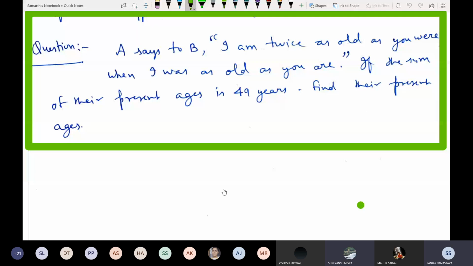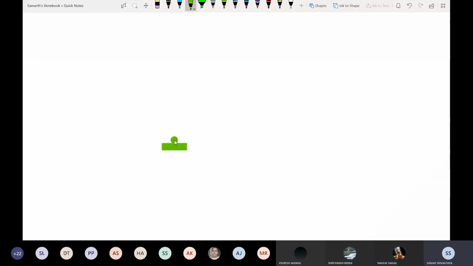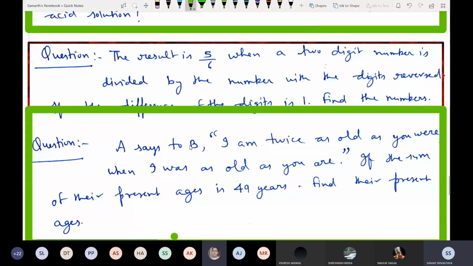See, for your help, I'm telling you one equation. If the sum of their present ages is 49 years, suppose the present age of A is x years, present age of B is y years, so x plus y is equal to 49. This is a big help I have given you. Now make the second equation yourself. Sir, give a hint of the second one. I understand only the second. The second one is difficult.